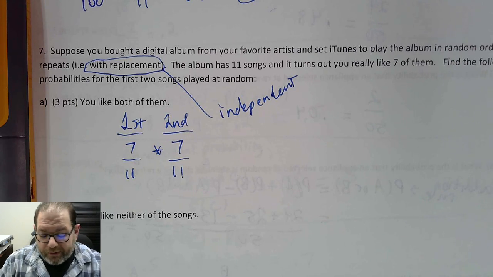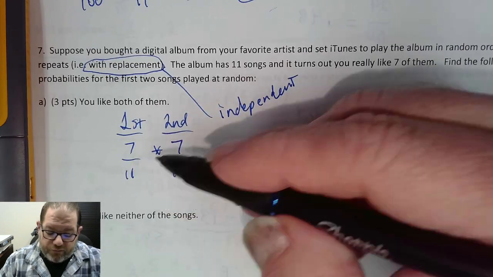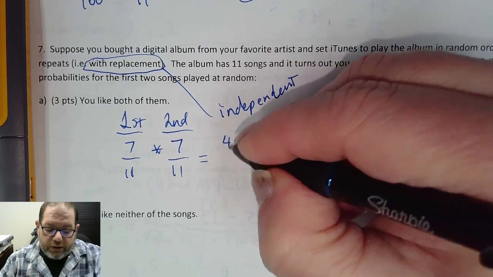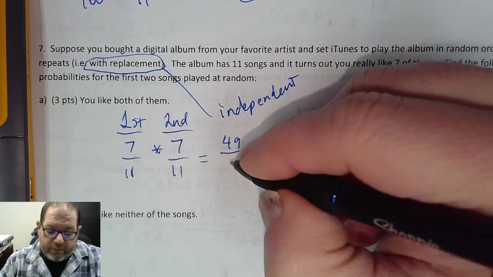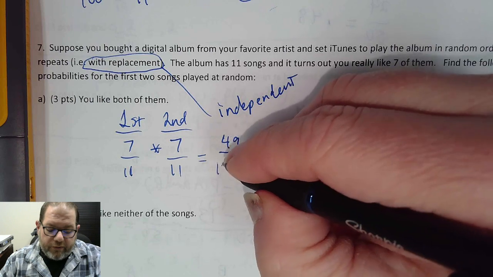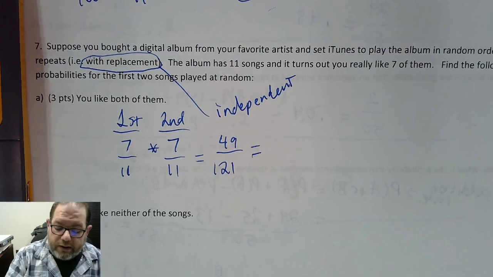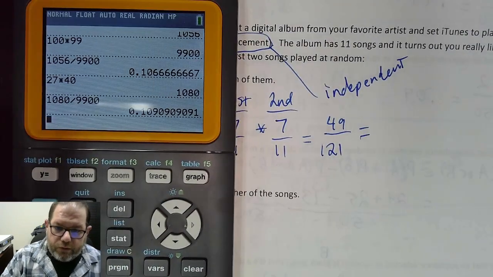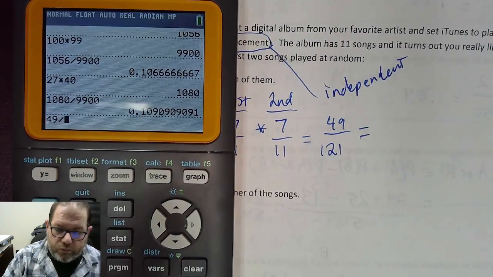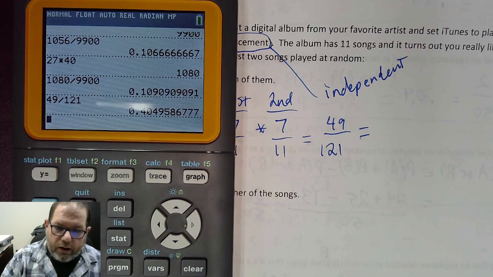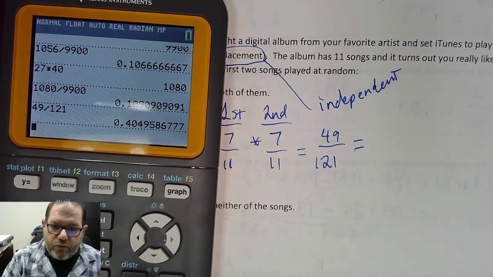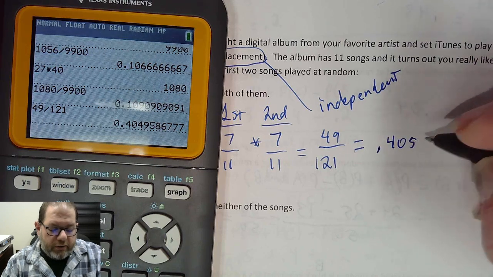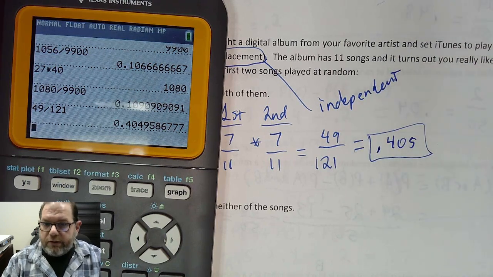But anyway, so 7 out of 11 on the first try, 7 out of 11 on the second one. So putting that together, just multiplying across, 7 times 7 is 49, 11 times 11 is 121. And then we'll just divide 49 by 121. And so we get 0.405. So better than a 40% chance we'll like both of the first 2 songs played.